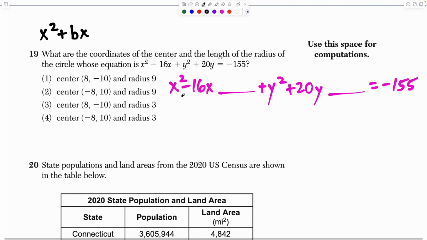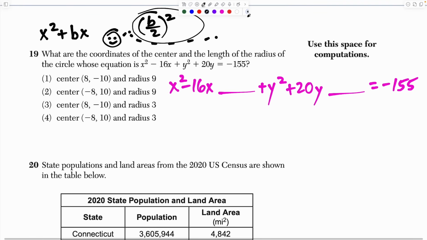So notice that we have this x squared x term and then the y squared y term. What you want to do when you're completing the square is find the b value, divide it by 2, and then square it. That's what I'm going to do for these two things here.